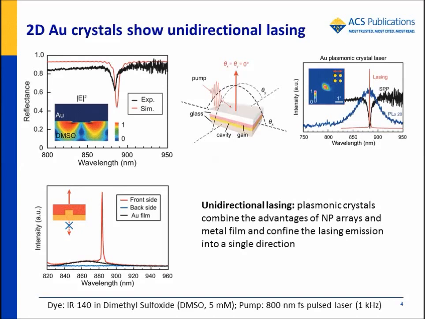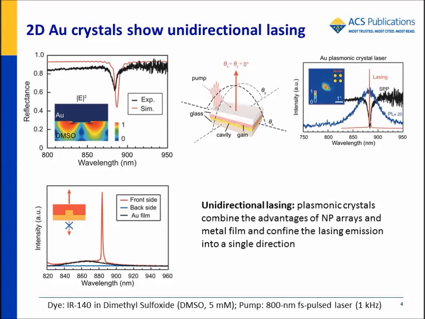We coated the substrate with the IR140 in DMSO and covered it using a piece of glass. The sample was pumped with an 800 nanometer femtosecond laser, and the emission spectra were collected normal to the sample surface. We found that the laser emission was detected at the SPP resonant wavelength and was confined to a beam at far field with a small divergence.